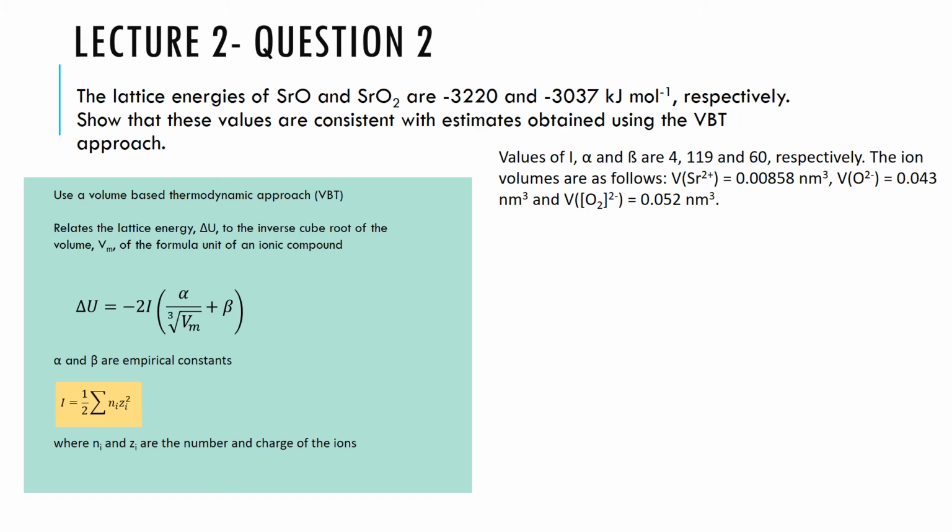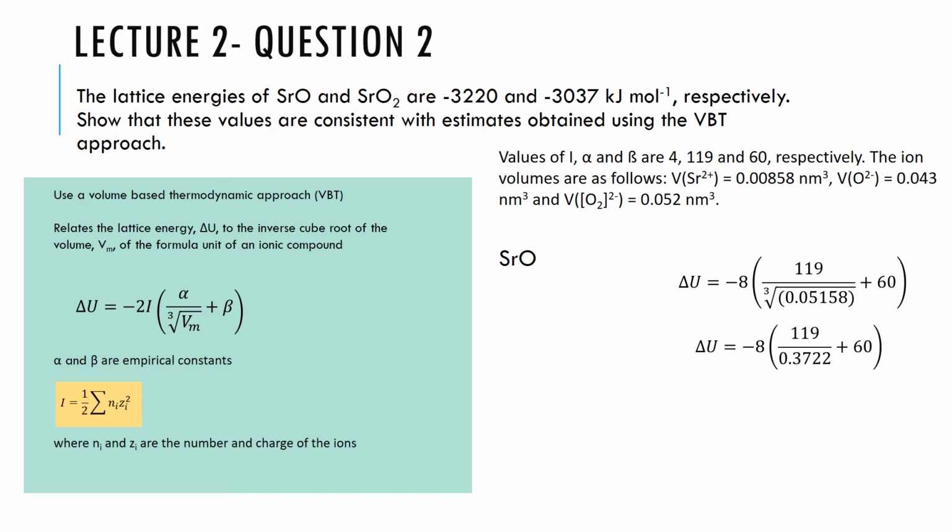So I give you some experimentally derived lattice energies here, and we can start by calculating the lattice energy of SrO. We take our equation to calculate delta U, we plug in the numbers, and you'll note I've just added the volume of Sr2+ and the volume of O2- here. Calculate the lattice energy, and the value we get is 3037.76 kilojoules per mole.